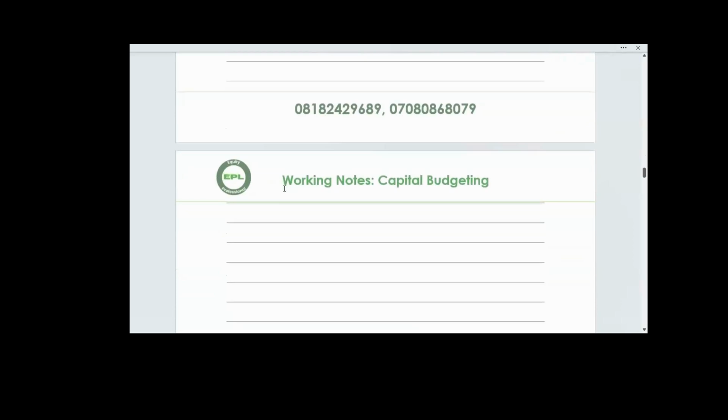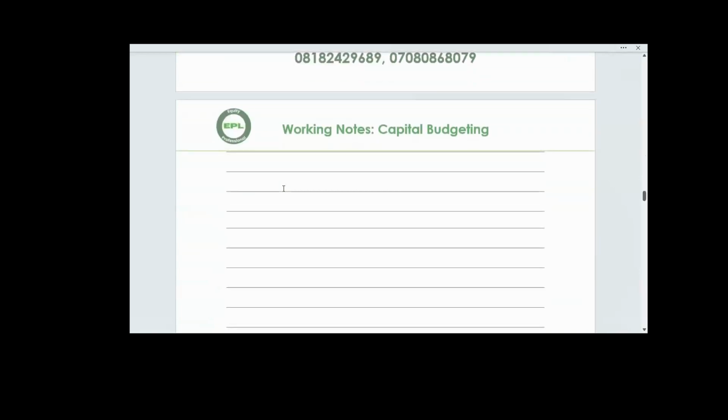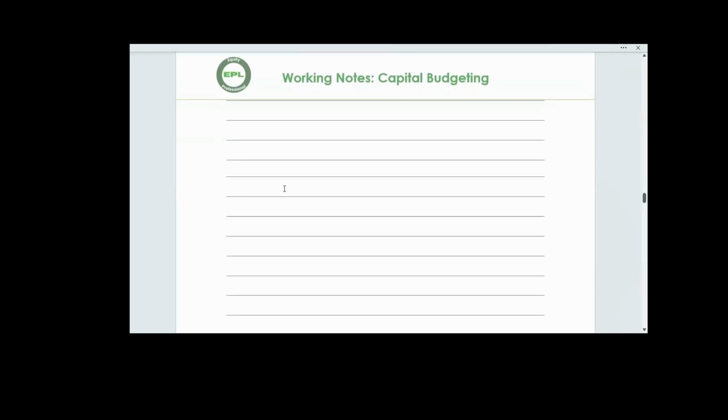The first page will be for my NPV, then internal rate of return, discounted payback period. So that would be for the first 2 pages. Then I can start my working from here, just in case. Let me start my working from here.